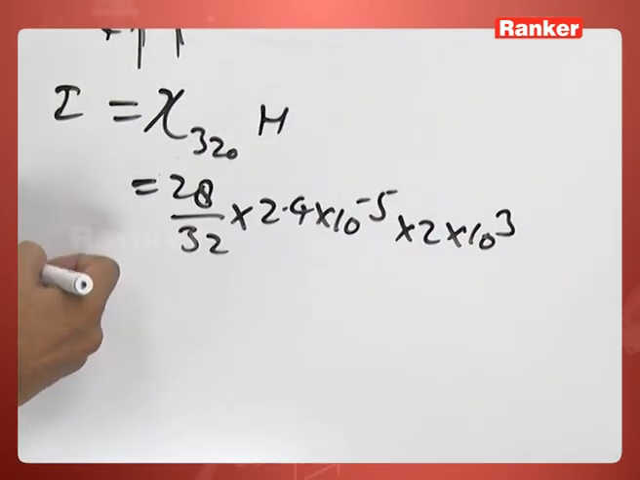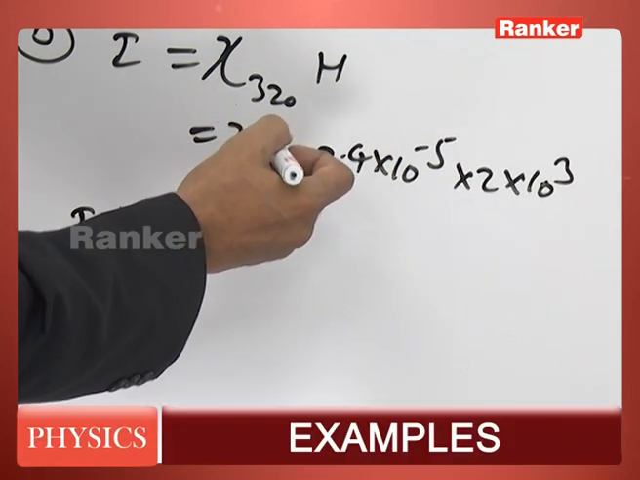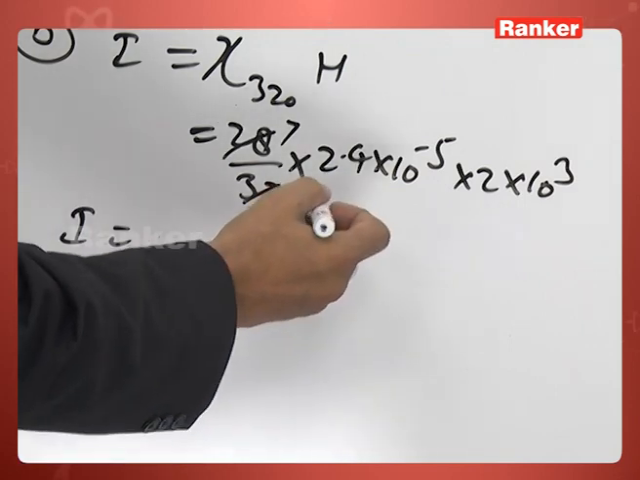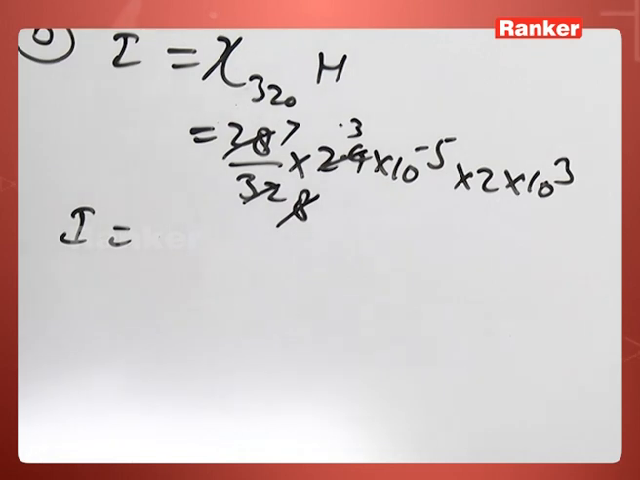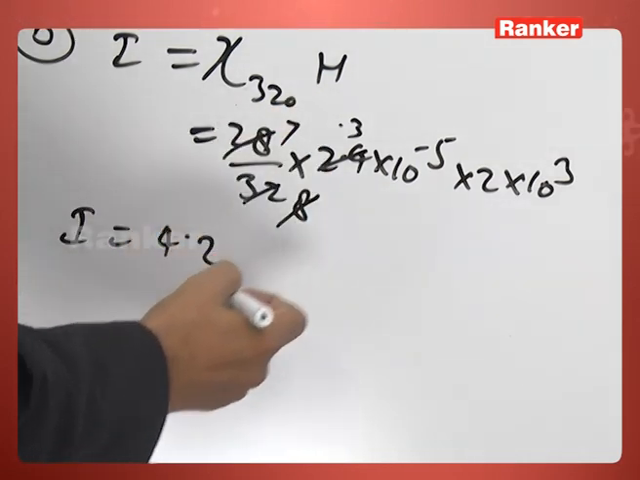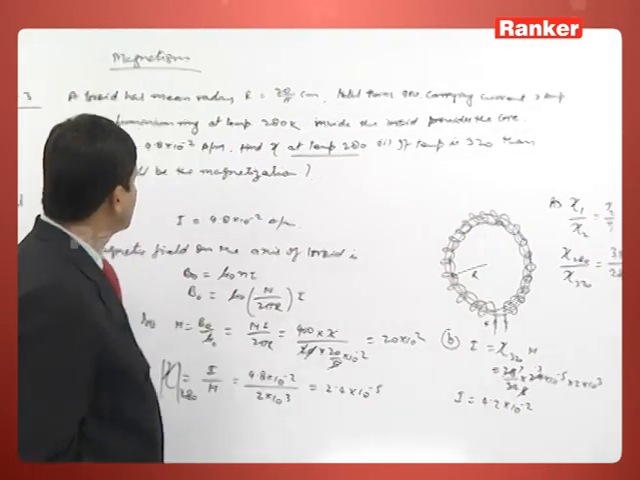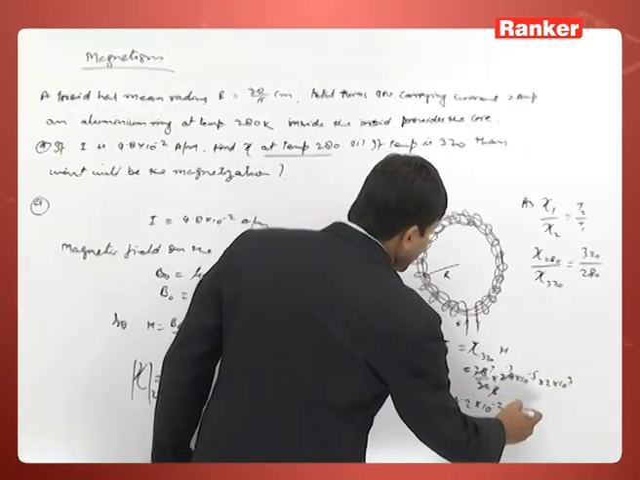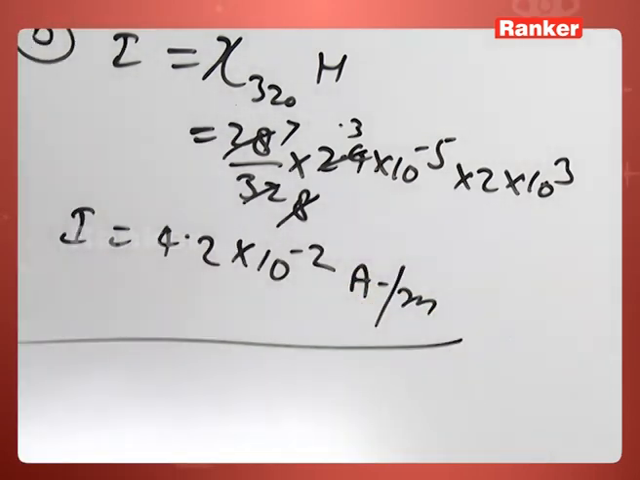Now simplify intensity of magnetization. 7 by 8, 8 into 0.3, 3 into 2, 0.6, 0.6 into 4, 4.2. 4.2 into 10 to the power minus 2. This is the intensity at this temperature, ampere per meter.